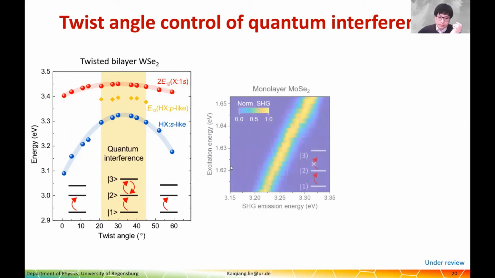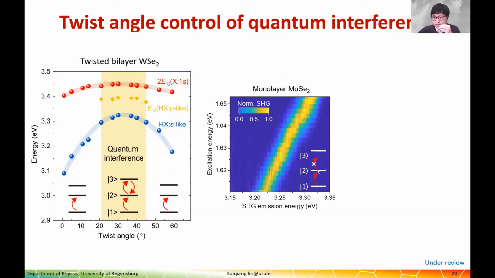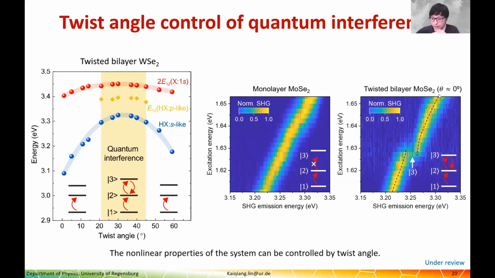So then it brings back the question whether we can achieve this control in monolayer MoSe2 as well, because in monolayer MoSe2 we don't see the quantum interference, and we propose that it is because the third state is much higher than twice the 1s to 2s transition. So we can imagine that at a 0 degree angle, we tune the third state to the lowest. So we fabricated this twisted bilayer MoSe2 at around 0 degree, and indeed we can recover this quantum interference phenomenon in MoSe2. And as you can see, truly, the nonlinear property of the system can be controlled by the twist angle.